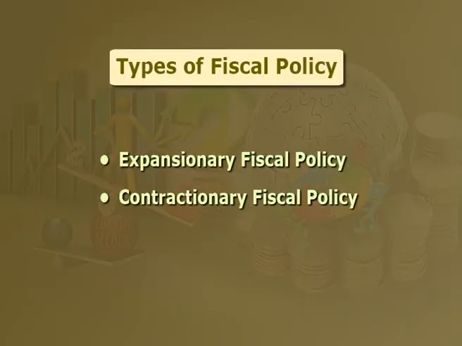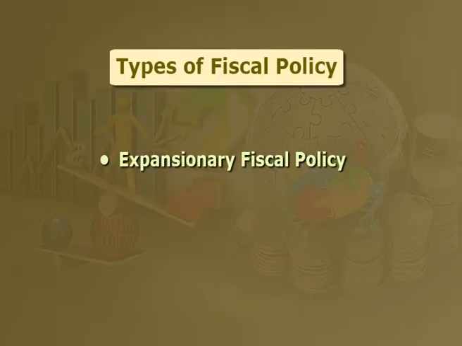Now friends, let us have a look at the contractionary fiscal policy. The goal of contractionary fiscal policy is to slow economic growth, and that is why it is rarely used. The reason for adopting this is to rule out inflation. To contract the overheated economy, government resorts to increasing tax rates or curtailing expenditure.